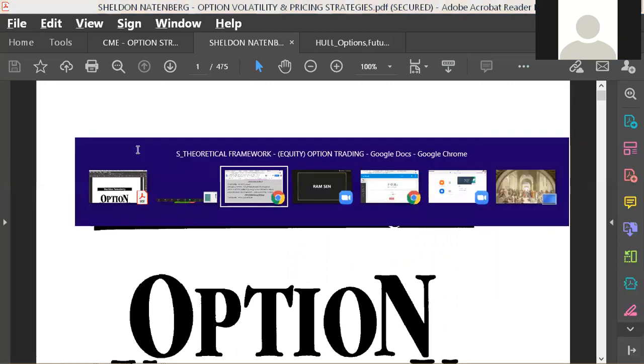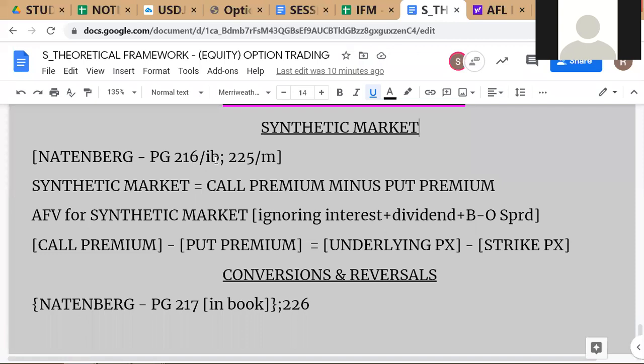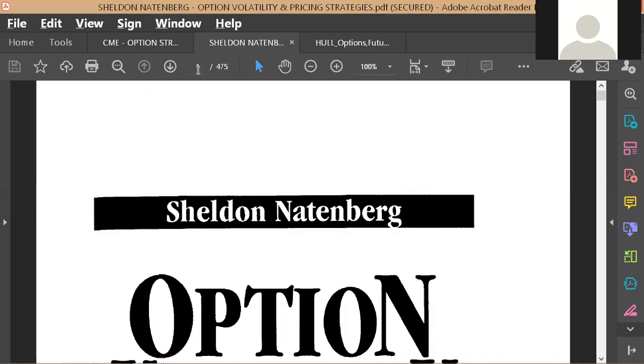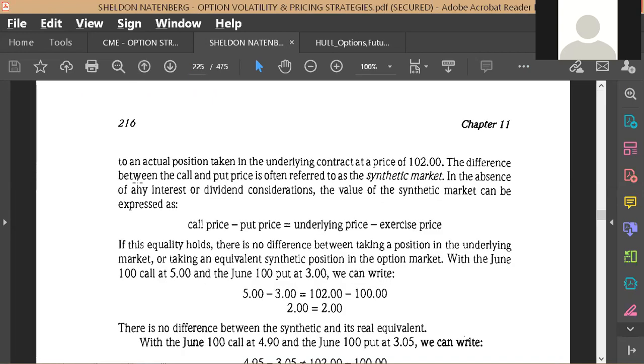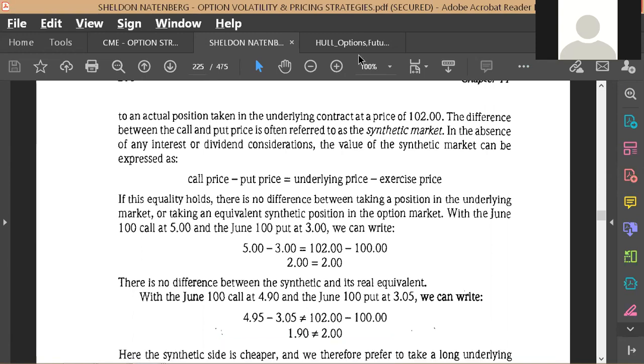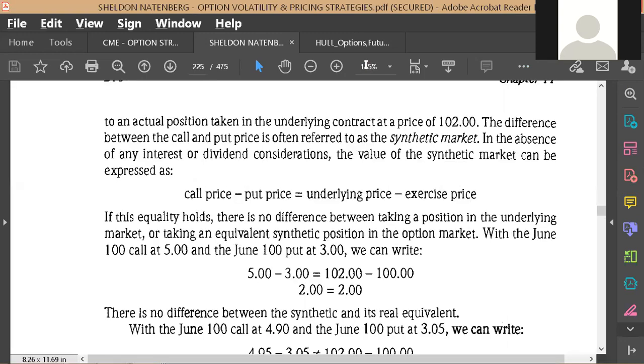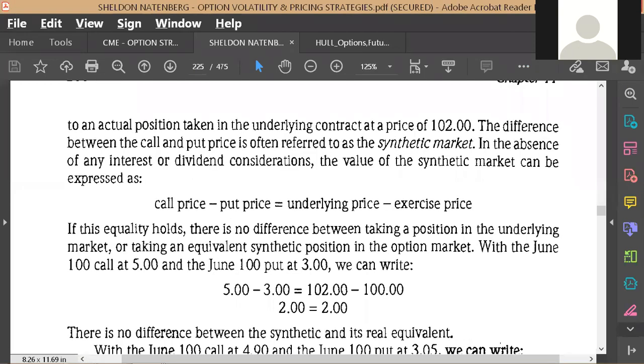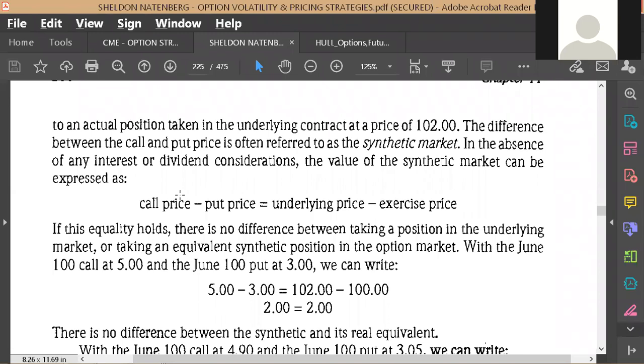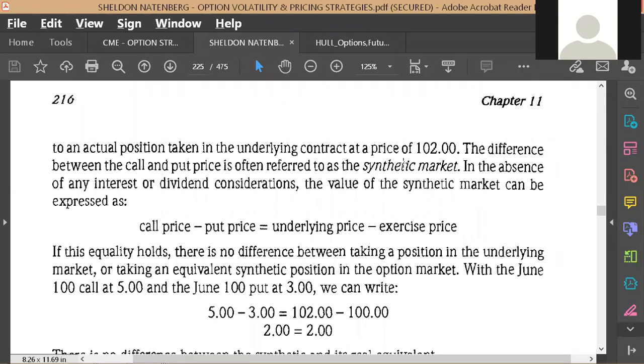What does our note say? Page 216 in book. Meta is 225, so I type 225 in the meta. That takes me to page 216. Okay, he is talking about something called a synthetic market. I can make this a little bigger, even bigger, so you guys can see this well. So we need to understand this concept.